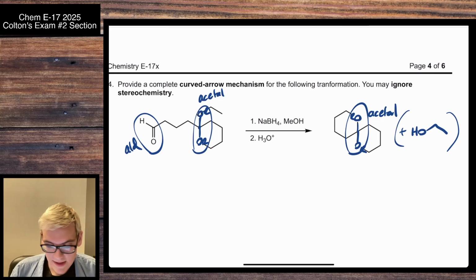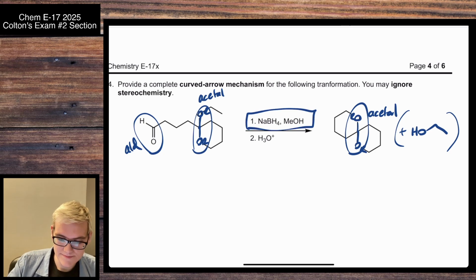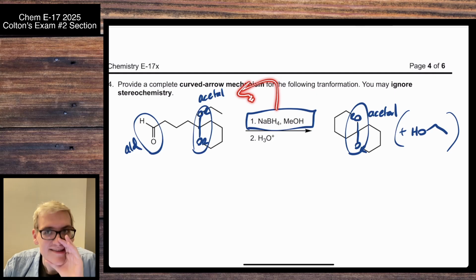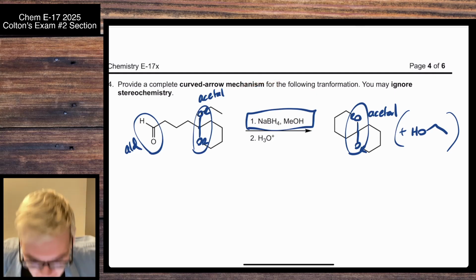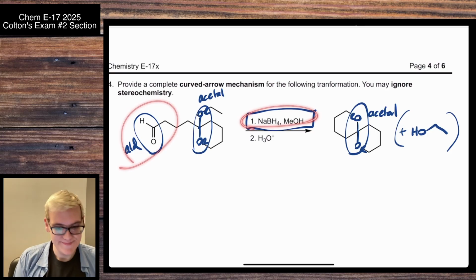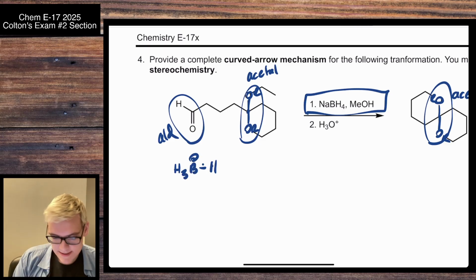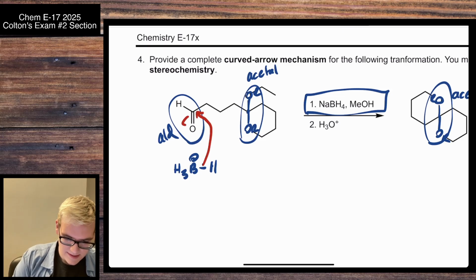Okay. And then, now that we've labeled all this, we look at our reagent. Our reagent's NaBH4, MeOH. Does this react with an acetal? No. The only thing that reacts with an acetal is H3O+. So, we know that this is going to react with our aldehyde. Okay, that's where we start. So, we do NaBH4. And we know that this is going to be a reduction of our aldehyde. So we have our hydride that's going to go and be added to the carbonyl and make O-.